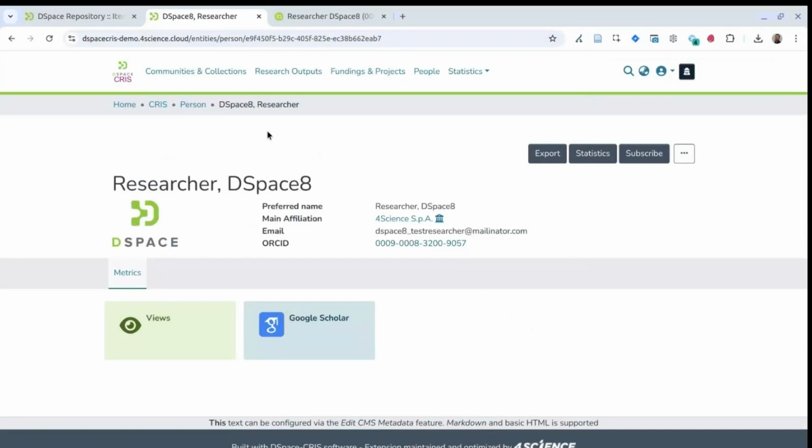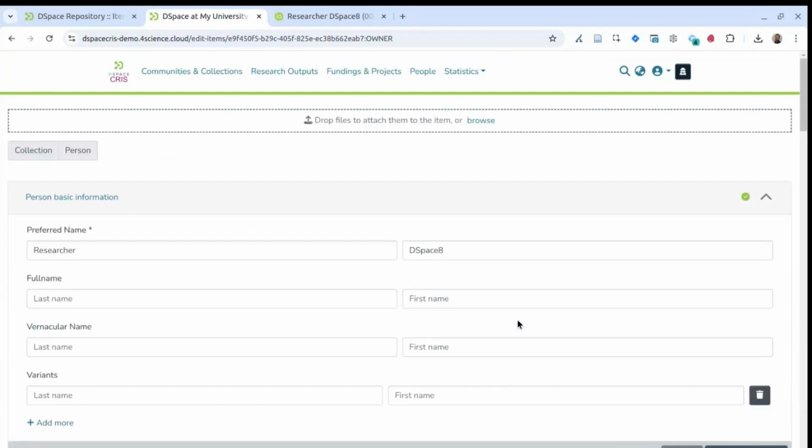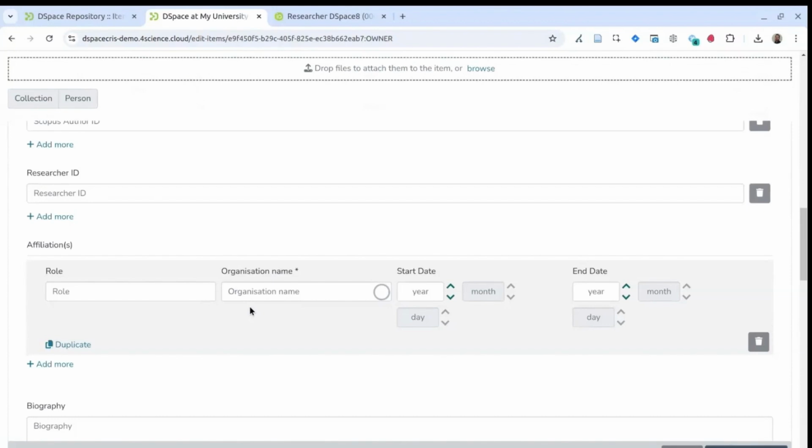Today we will talk about hierarchical metadata. Another really important feature of DSpace-CRIS is that you can also manage hierarchical metadata. Let's say that you want to specify your employment.